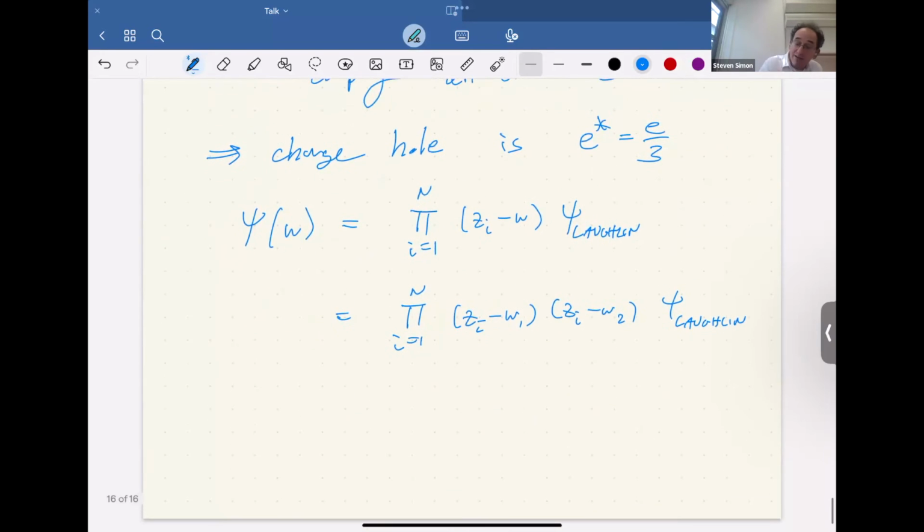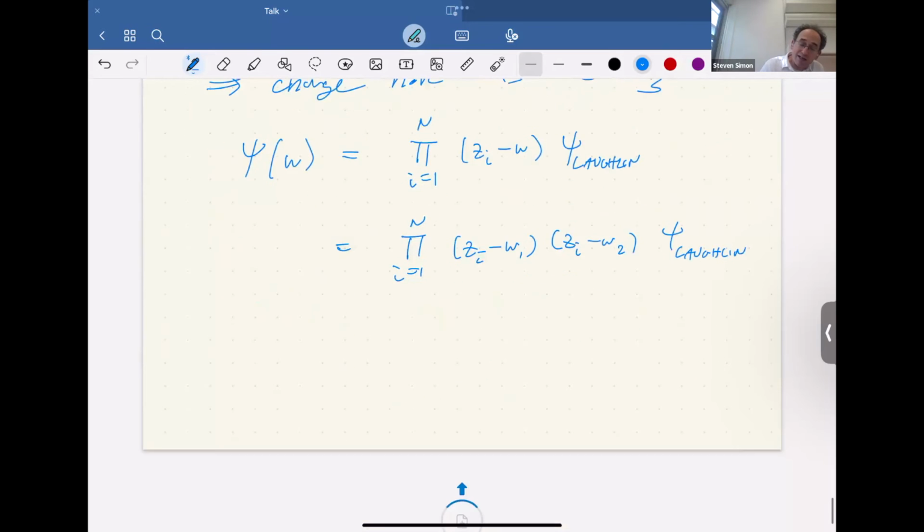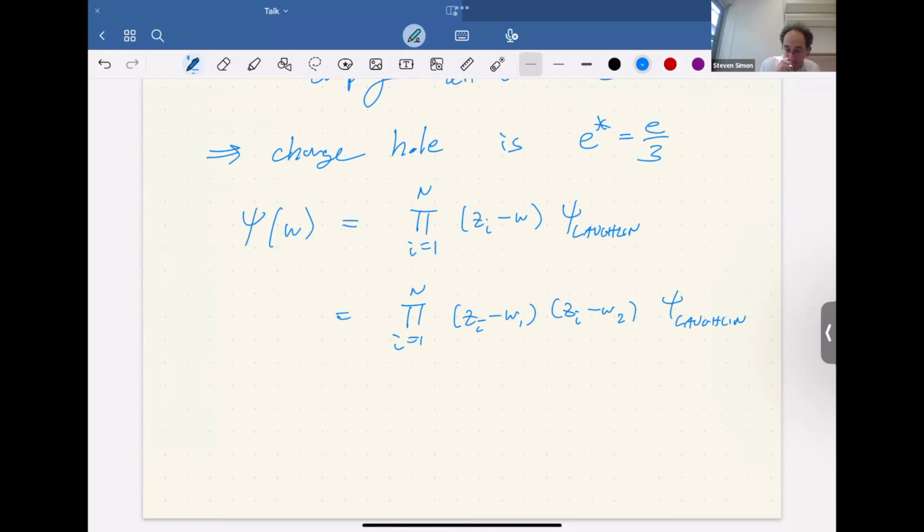Now, the fact that these low energy defects have fractional charge, E star equals E over 3, should be fairly surprising. What we have is that the elementary particles have charge E, but the low energy theory is made up of charges E star equals E over 3.